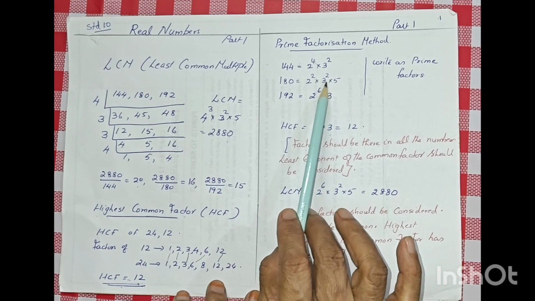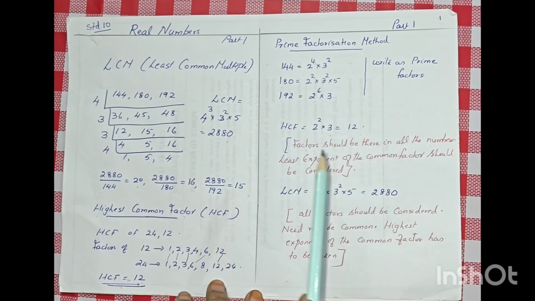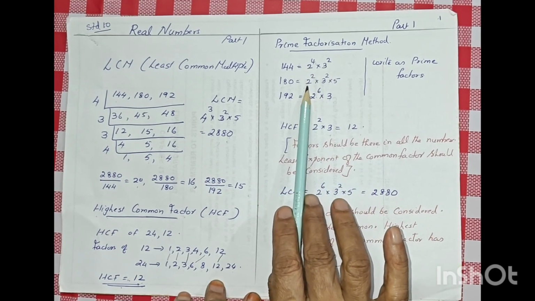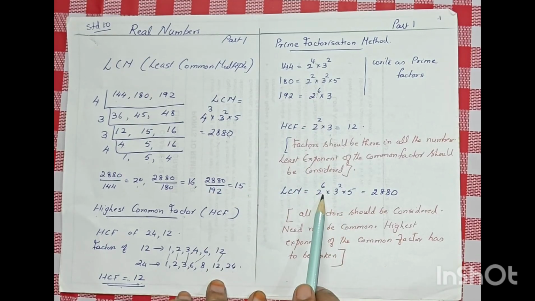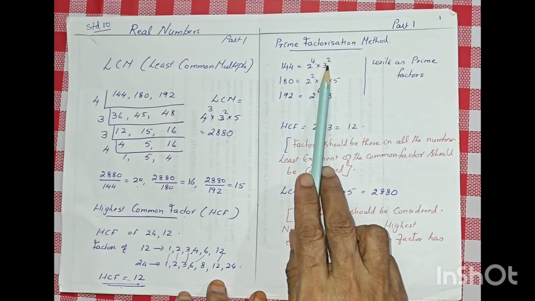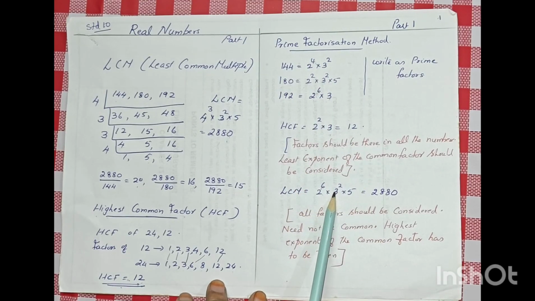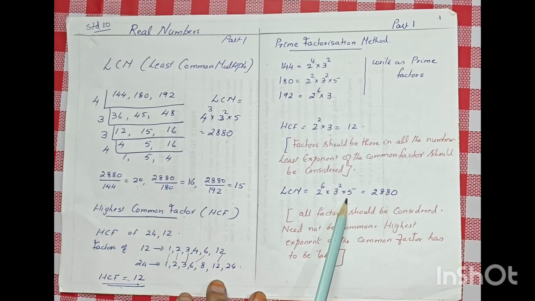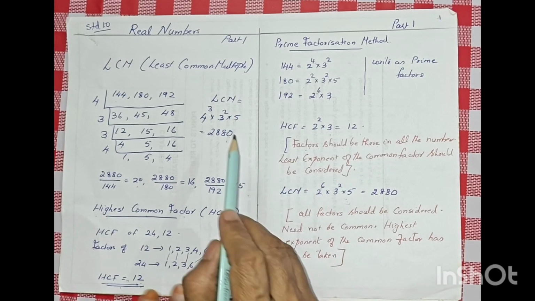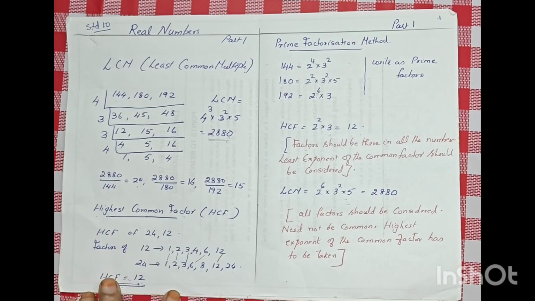Now to find the LCM, here you have to consider all the factors, whether common or not, you don't have to worry. All the factors you will consider. So 2 to the power of 4, 2 square and 2 to the power of 6. Now you will take the highest exponent, so 2 to the power of 6. Then 3 squared and 3, so 3 squared. And then 5 is there only in this number. Still, you should take 5. So if you multiply, you will get 2880. That's what you get with this method also.